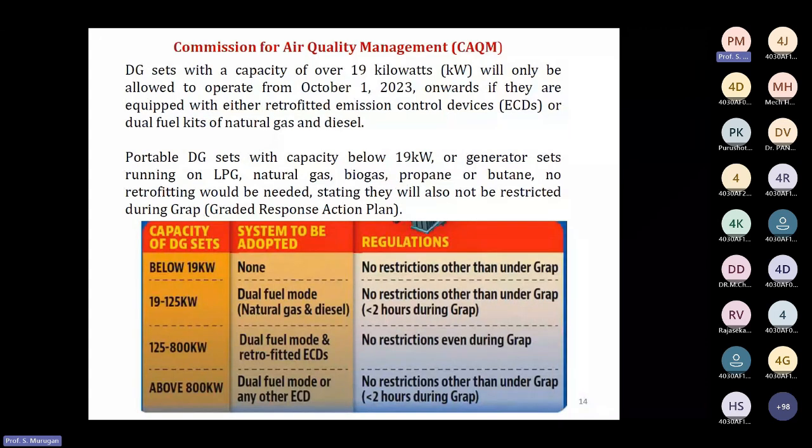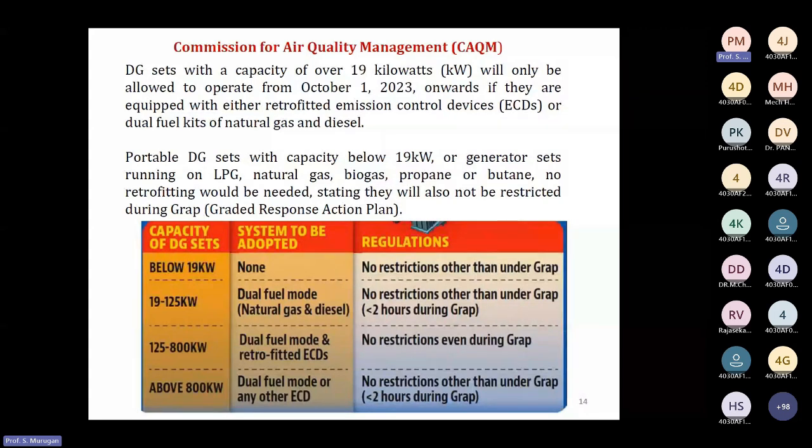So they gave guidelines for different capacities of diesel generators. For example, if you see this diesel generator which is below 19 kilowatt, then you need not to have any system to be adapted to control these pollutants. So no restrictions other than under GRAP. GRAP means Graded Response Action Plan.